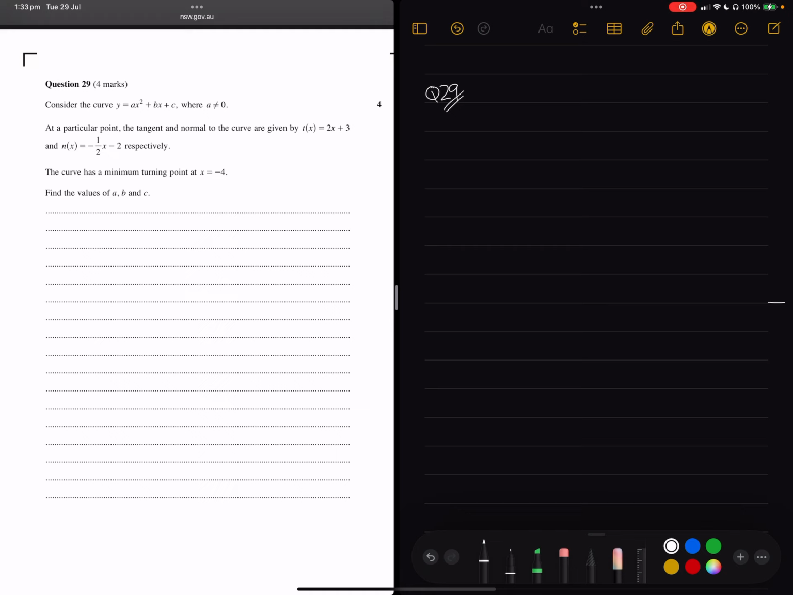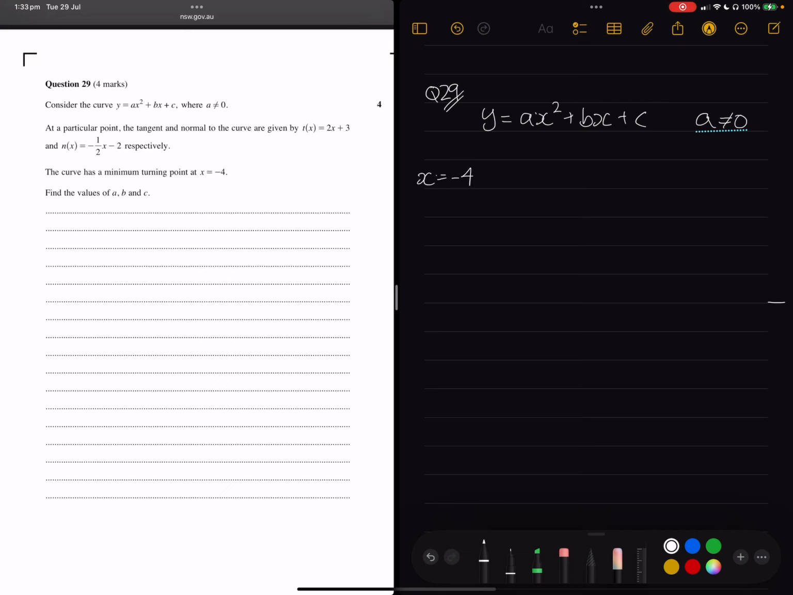So we are told that there is a curve, y equals ax squared plus bx plus c. This is a quadratic or a parabola. We're told a is not 0, so it's definitely a quadratic or parabola. We're given details about the tangent and normal at a point. We don't know what the point is, but we're given the formulas for the tangent and normal. We're also told the curve has a minimum turning point when x is -4, and we've got to find a, b, and c. So for this question, we're going to think about the minimum turning point first.